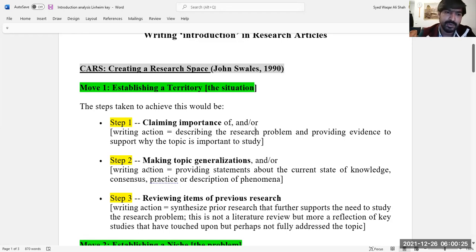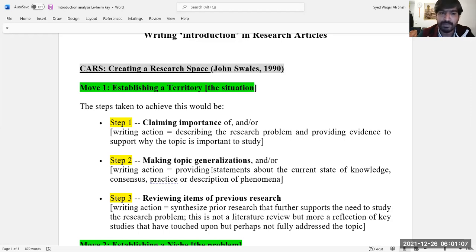And then in step two, we look at making topic generalizations. By topic generalization, we mean that we have to provide statements about the current state of knowledge. For example, I want to research otherness in teaching materials. Then I have to see what is actually happening in the field. For example, it is situated in the broader field of applied linguistics. What has been carried out? What has been studied in applied linguistics related to the discourses of otherness? So we have to provide very generalized statements about the topic.